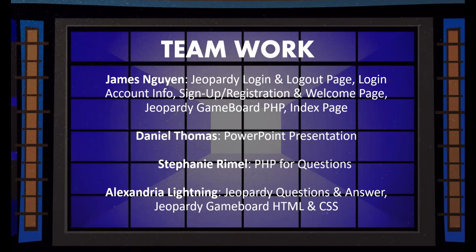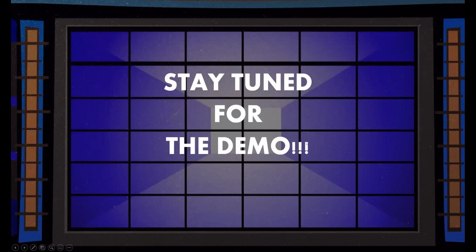For teamwork, James Nguyen is our team leader for this project, and he was in charge of the Jeopardy login and logout page, login account info, sign up and registration and welcome page, Jeopardy game board PHP, and the index page. Daniel Thomas was in charge of the PowerPoint presentation. Stephanie Rimmel was in charge of PHP for questions. And Alexandria Lightning was in charge of Jeopardy questions and answers, as well as Jeopardy game board, HTML, and CSS. Stay tuned for the demo.